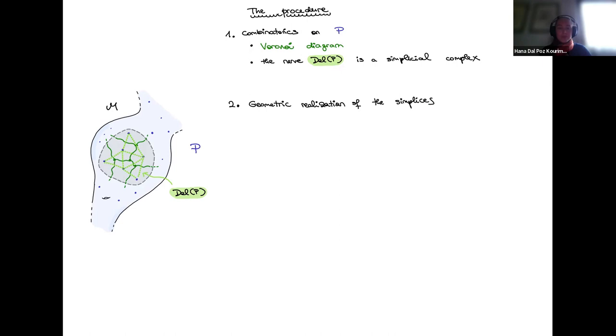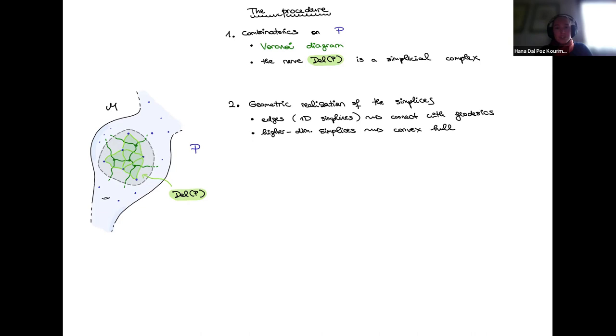If the simplex is 1D, so if it's an edge, this is actually very easy, it's always possible. You just take the two endpoints and you connect them with a geodesic. And because we are in a Riemannian manifold and, say, the points are close enough, this will work. What do we do for higher dimensional simplices?